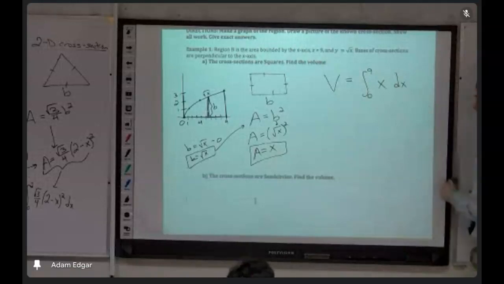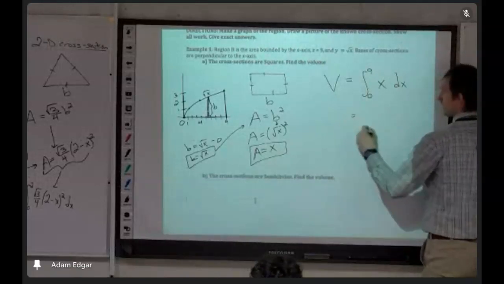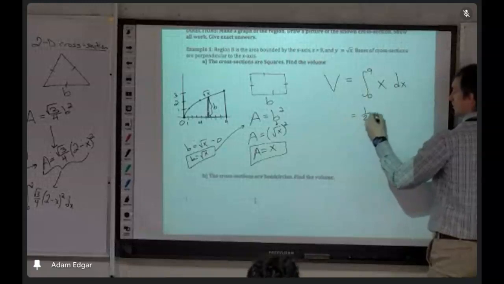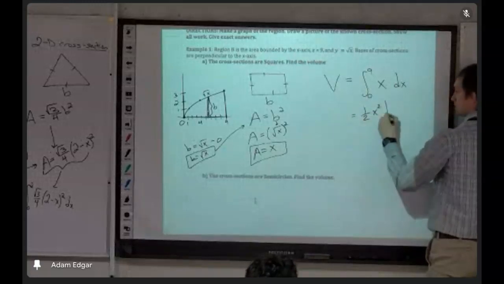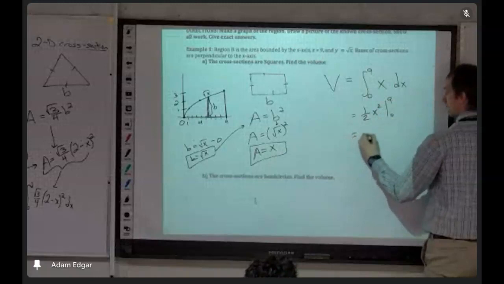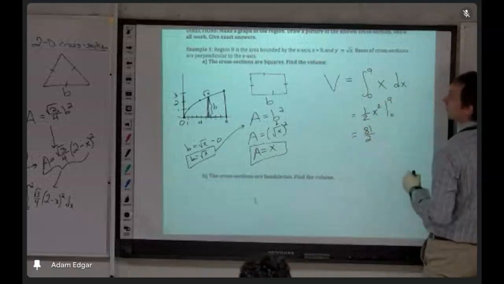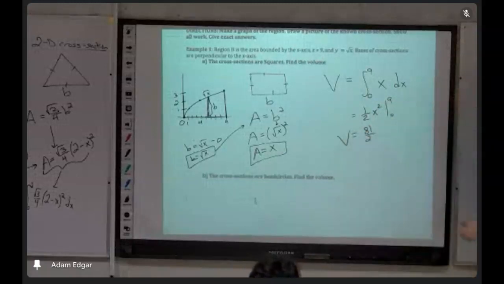So now you can integrate this, and you get 81 halves. And we look for units. Did we get units here? No. All right, cool. We don't need to worry about units. Done. Yay! Ta-da!